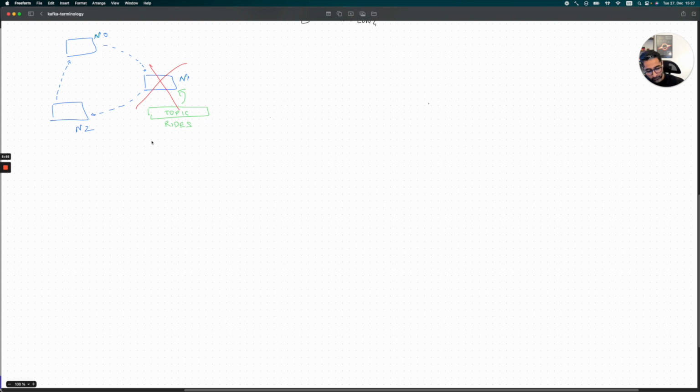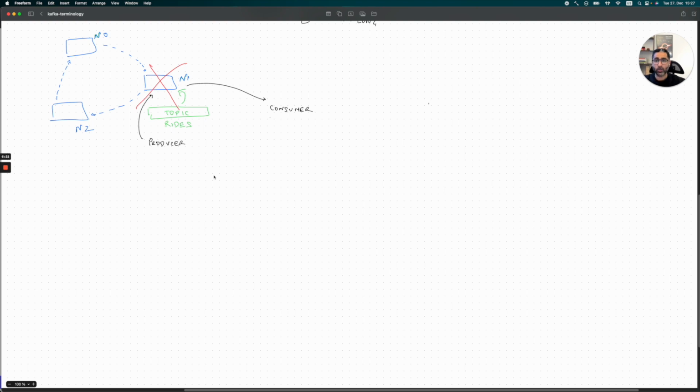Before this node went down, your producer was talking to node 1, and your consumers were also talking to node 1, and they were communicating with each other. But now in this case, they cannot do anything because node 1 itself is down and the topic is gone.